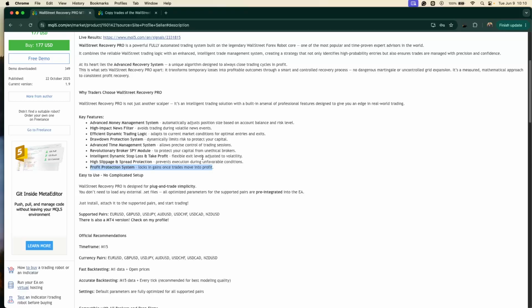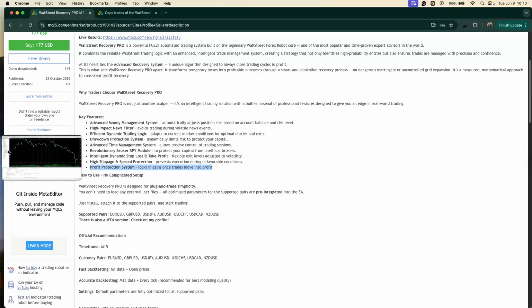So the setup is plug and play. The defaults are pre-optimized for each pair. There's no extra set files needed. Settings like the max spread and the stealth mode to hide levels, and we also have the emergency stop distance. All of this adds layers of control.